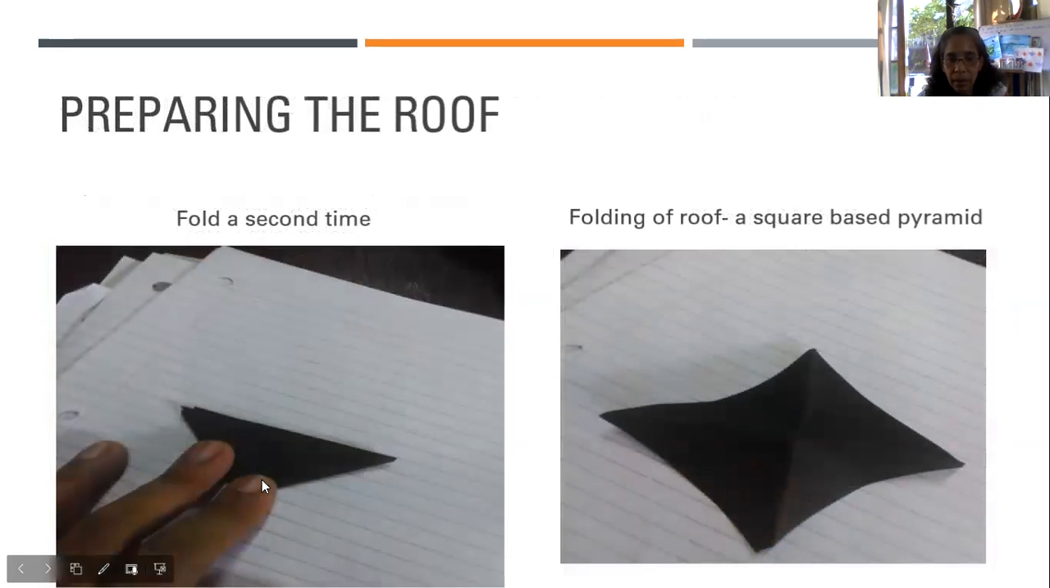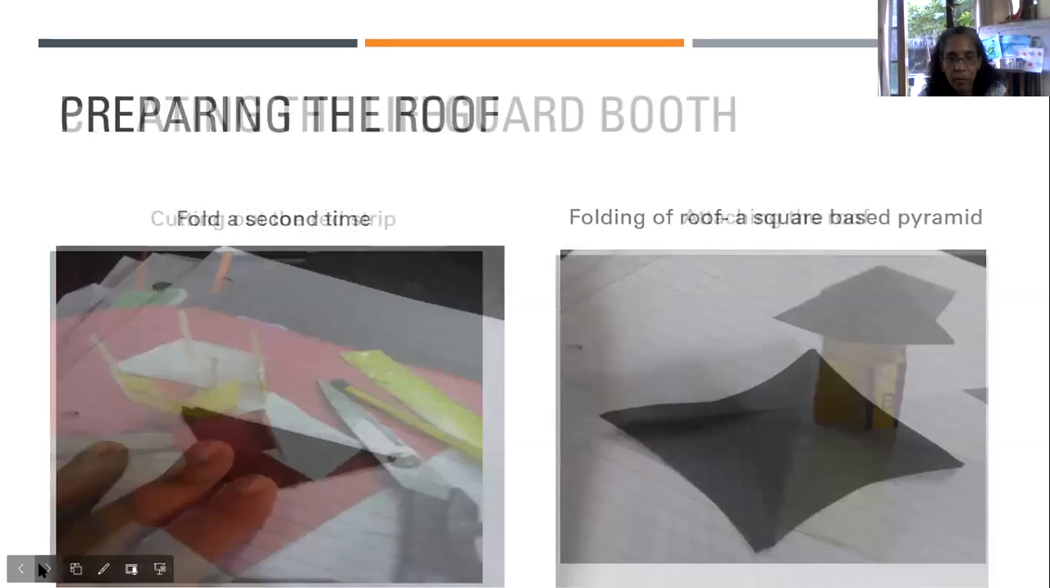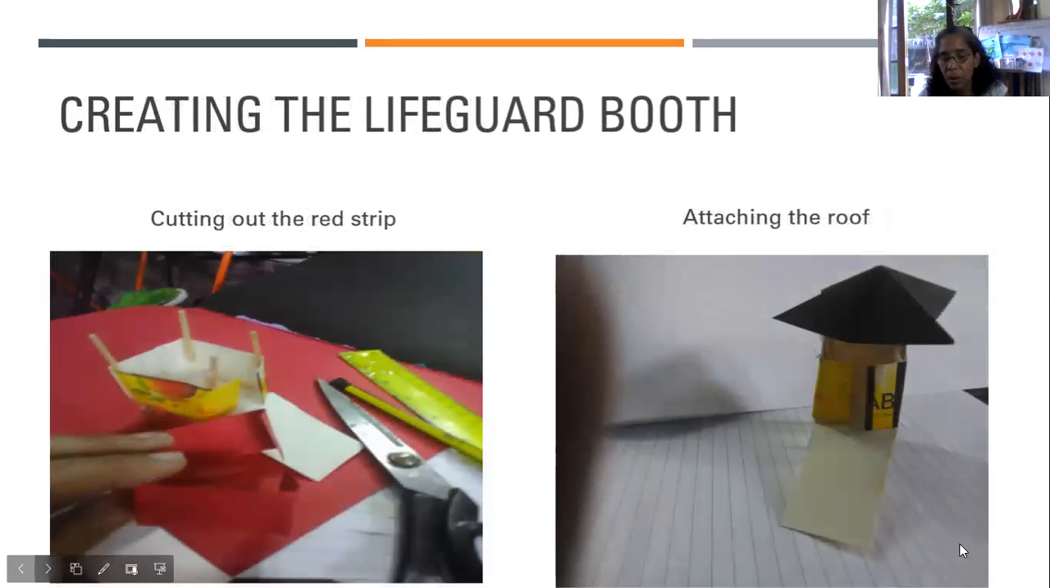I'll fold it again. Then when I open it, look at what I have. I have a square base pyramid, another solid. All right? Now, here is my lifeguard hut. Here's my roof, right? I use some matchsticks to give it a little lift, right? See the matchsticks there? I stuck it there. I also cut a thin strip of red paper just to put around it because if you notice, the lifeguard hut had a red rim around it.